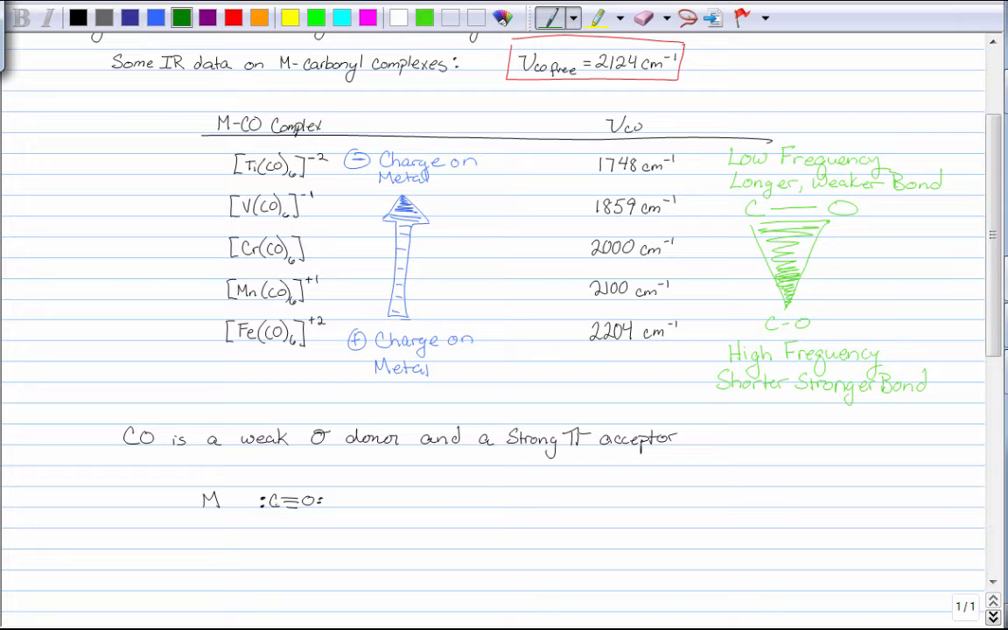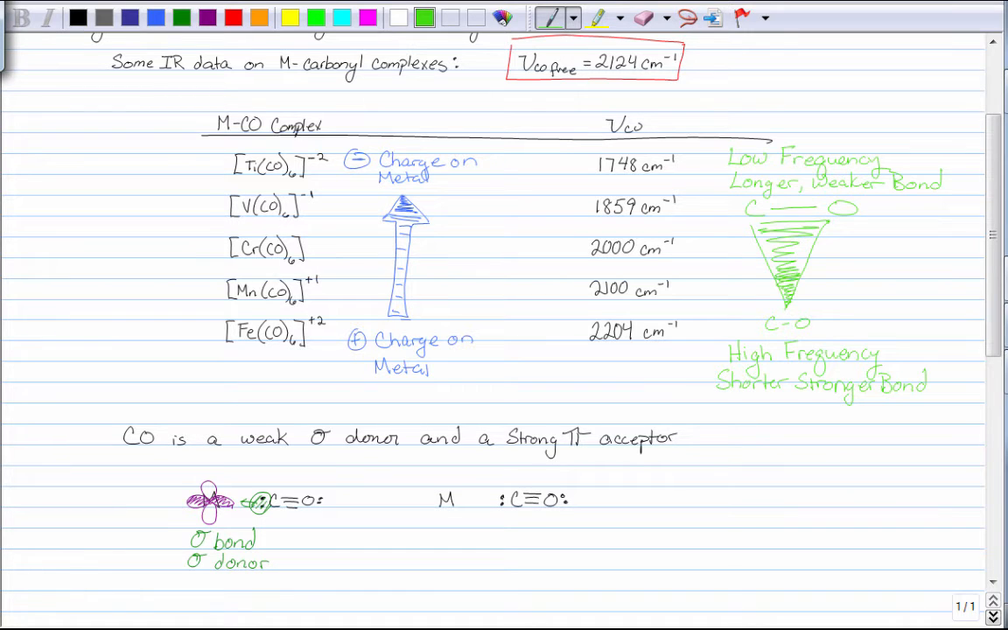The lone pair electrons on the carbon of this carbonyl are in an sp hybridized orbital, and they can donate into one of the metal d orbitals of similar symmetry. Here's an example. In this way, the carbon is forming a sigma bond with the metal d orbital, and it's also a sigma donor.